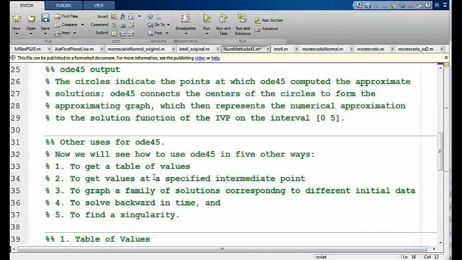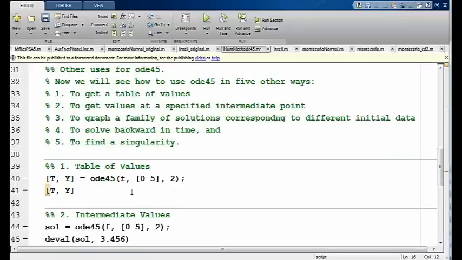Okay, so there are other ways to use ODE45. I'm going to do 5 of them here: to get a table of values, to get values at a specified intermediate point, to graph a family of solutions corresponding to different initial data, to solve backward in time, and to find a singularity. So we will do these one at a time.